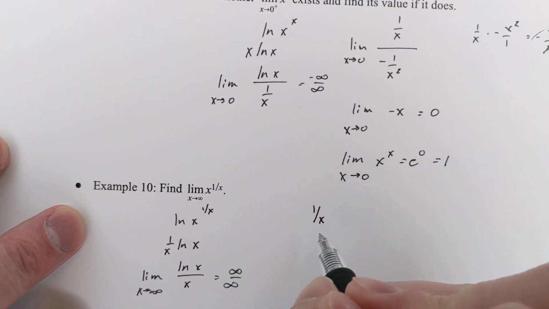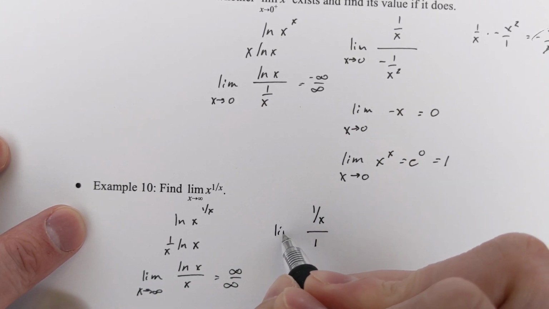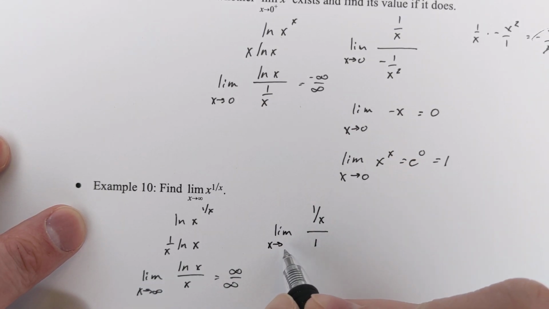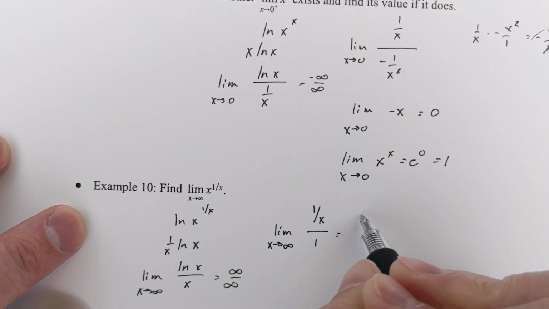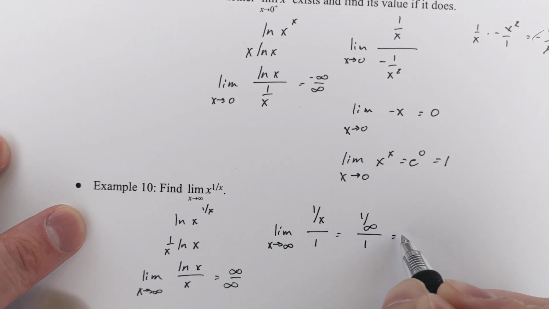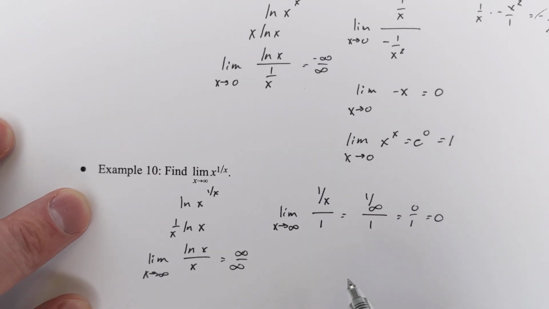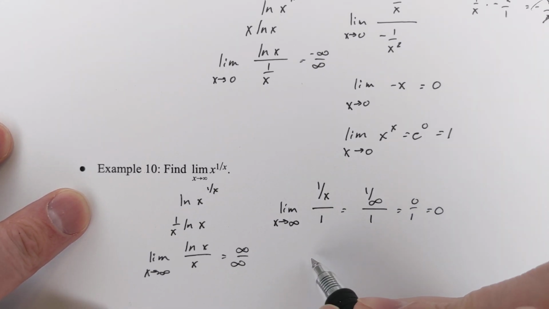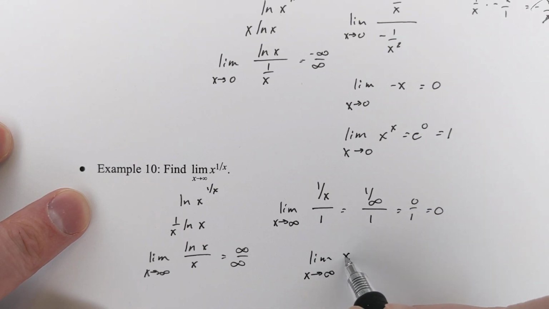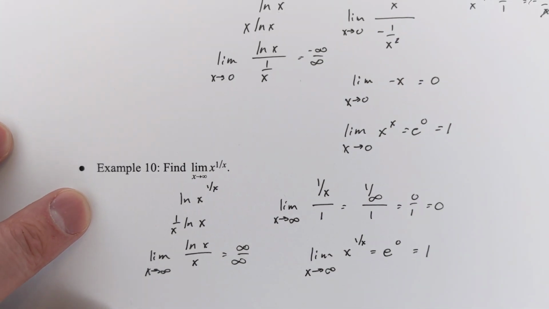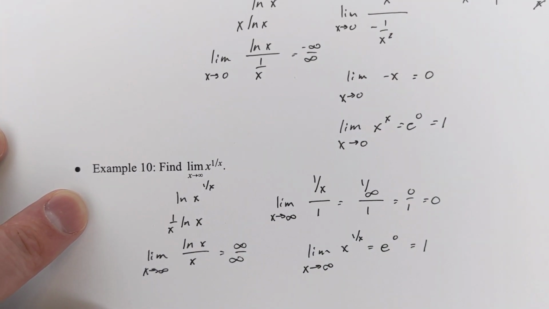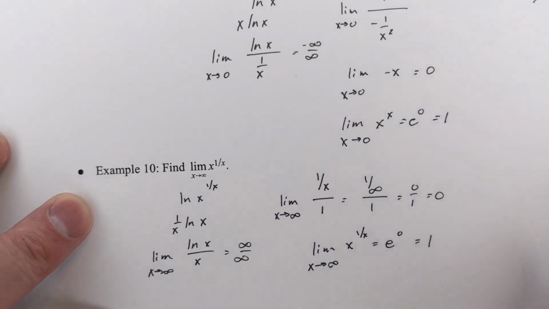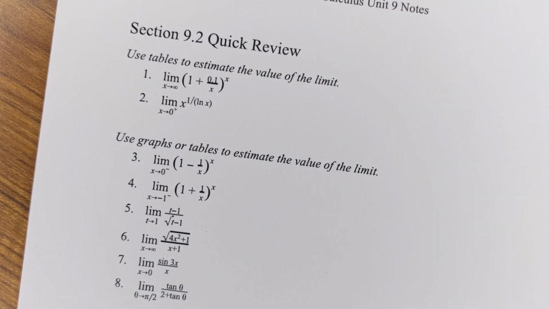So derivative of the top is 1 over x. Derivative of the bottom is 1. So I have this. So this becomes 1 over infinity over 1, which is 0 over 1, which is just 0. But that's not the answer. Since I took a natural log way back at the beginning, I have to remember to put it as the exponent on an e. And that is the end of the section.